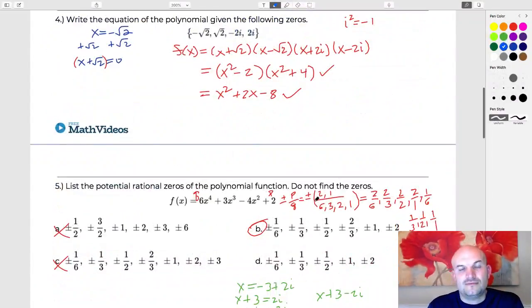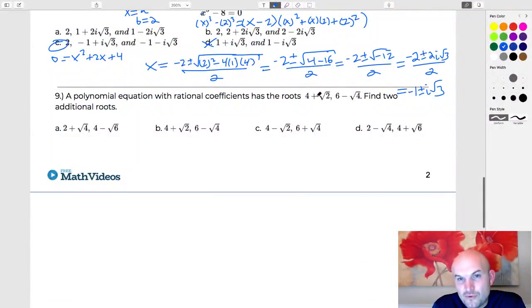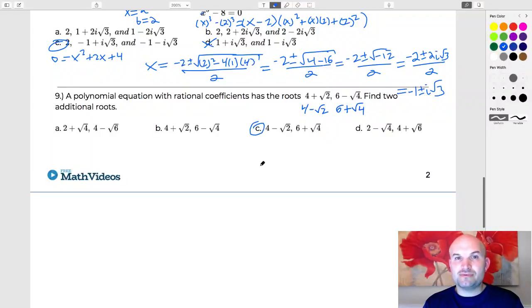So when we look at this last example, if I have 4 plus the square root of 2, I know I'm going to have 4 minus the square root of 2. If I have 6 minus the square root of 4, I know I'm going to have 6 plus the square root of 4, which is really 2, so you got to be careful here. But I think the only two answers here, 4 minus the square root of 2 and 6 plus the square root of 4, is going to be C.